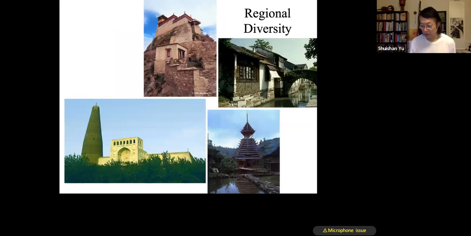And the regional diversity, of course, goes way beyond that. As I mentioned, once we set our eyes on the entire map of modern China, we will notice greater diversity. For example, I mentioned the Uyghur, and their architecture looks like this. So obviously this does not fit into our definition of Chinese architecture. It looks more similar to architecture in, say, Uzbekistan or even Iran, right?